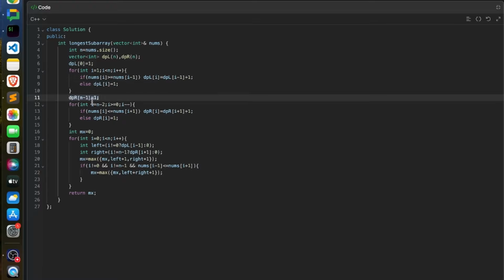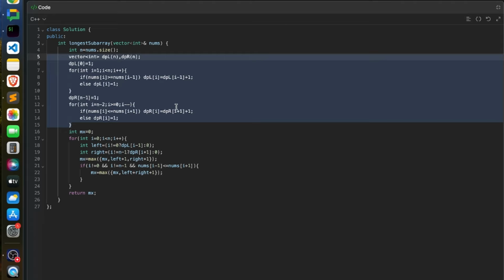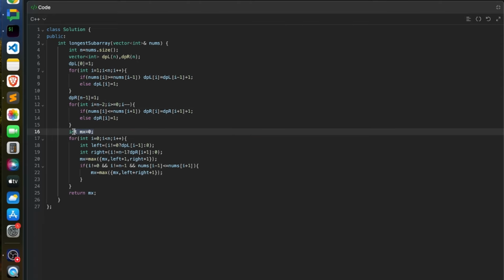Similarly, for the right, dpr of n minus 1 is equal to 1, and for index n minus 2 to 0, you can just check if your current number is less than or equal to the next number, then dpr of I is dpr of I plus 1 plus 1. Otherwise, dpr of I is equal to 1. So this will build the dpl and dpr. Now this is my answer, the maximum subarray length.